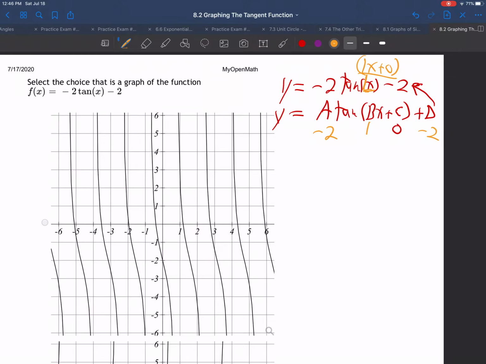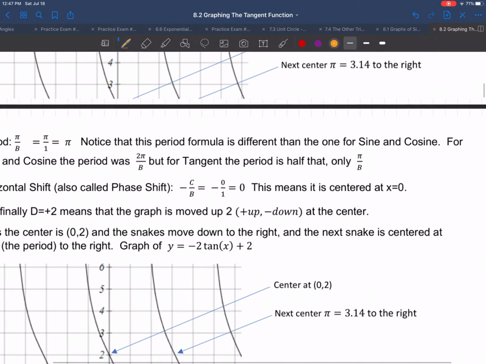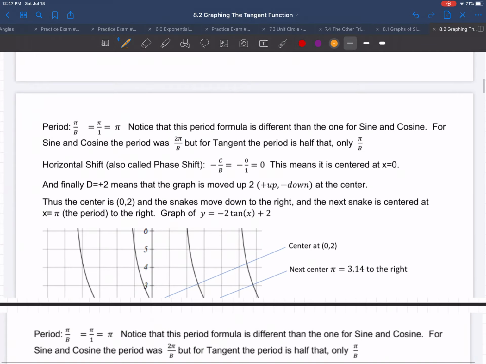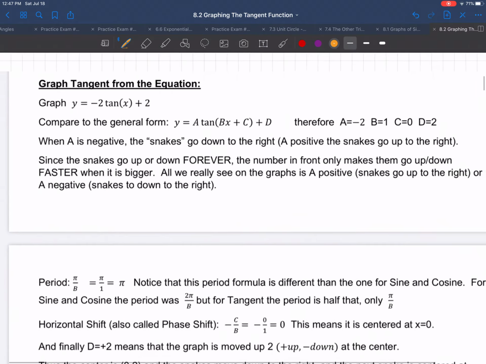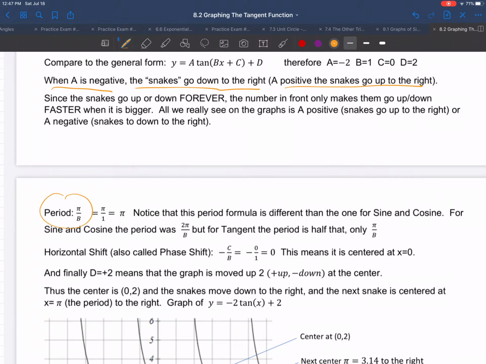Okay, so what does that mean? What do these little pieces of the graph mean? Well, the fact that a is negative means the graph goes down to the right. So the snakes, in other words, go down to the right instead of up when that's negative. So that's what it says in your notes. If I go back to your notes here, there we go. When a is negative, the snakes go down to the right. A positive, they go up to the right. All right, next we got to get the period, which is pi over b.